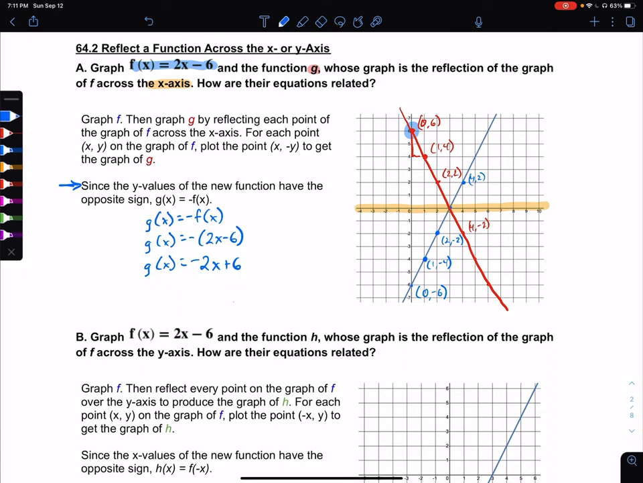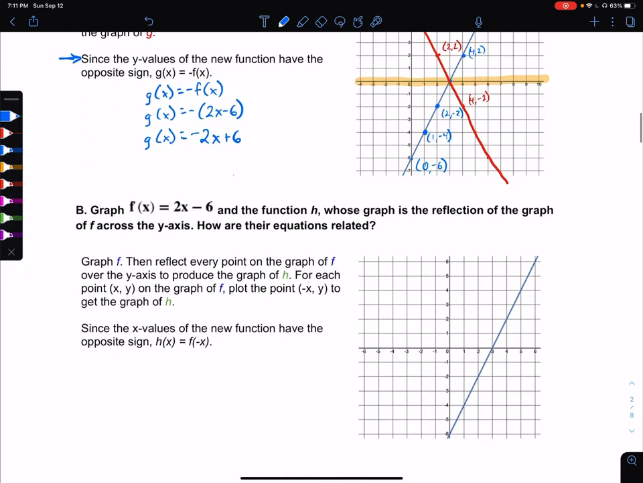That's it. They're just asking how are the equations related. Well, effectively when you're switching or reflecting across the x-axis, your entire function becomes the negative version of itself. And I'll get back to that in a second after we've completed part B. In part B, they want us to do not necessarily the opposite of that, something similar. But this time, they're asking us the function h, whose graph is a reflection of the graph of f across the y-axis. So this time, we're going to reflect across the y-axis.